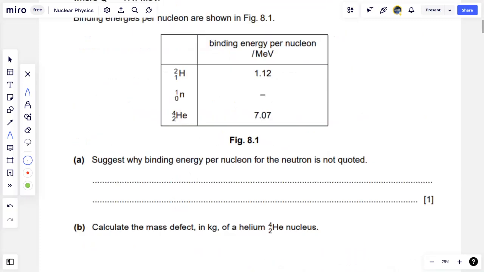And we can see that the first question is quite obvious. Suggest why the binding energy per nucleon for the neutron is not given. Well, think of the term binding energy. Well, binding energy basically is the energy that is required to bind together the nucleons in the nucleus, the neutron being one of them. But this is a free neutron. It's a single particle, it's free, it doesn't need to have a binding energy. It cannot have a binding energy because it's not in the nucleus. And so simply we can say that the neutron is a single free particle.